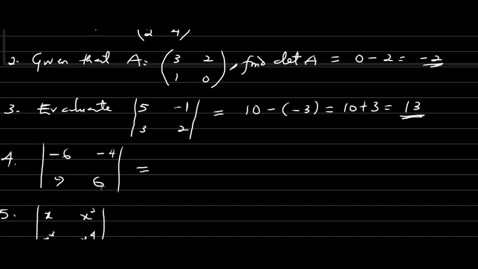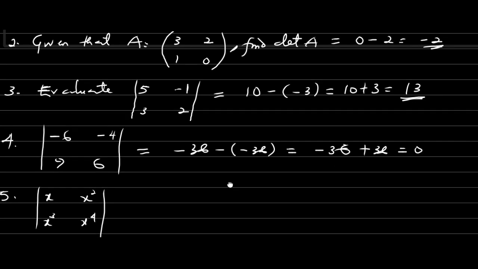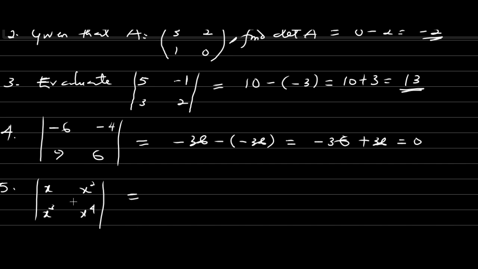Then here we have 6 multiplied by minus 6, that is minus 36, minus 9 multiplied by minus 4, that is minus 36. Minus times minus is plus. So we have minus 36 plus 36, and that is 0. Then for this we have x to the power of 4 multiplied by x, that is x to the power of 5, minus x to the power of 3 multiplied by x to the power of 2. According to indices, you add their powers. So that is x to the power of 5 minus x to the power of 5, and that is 0.